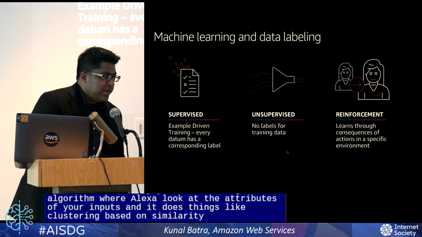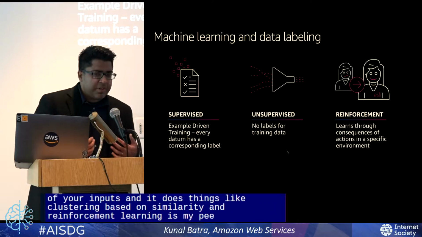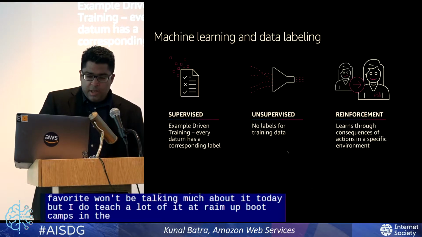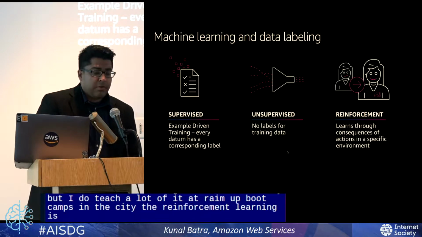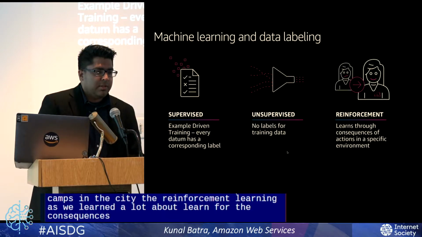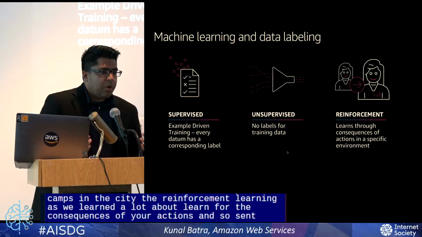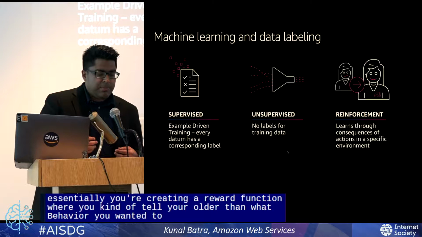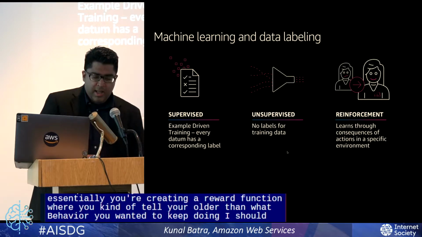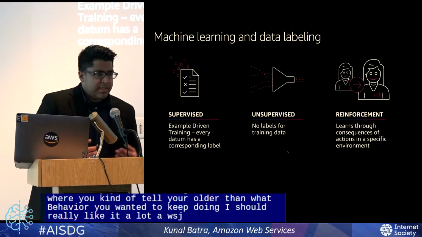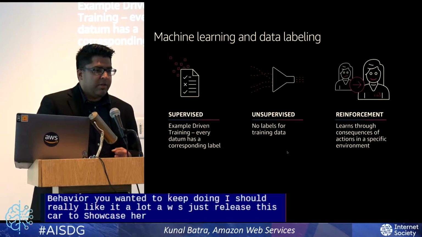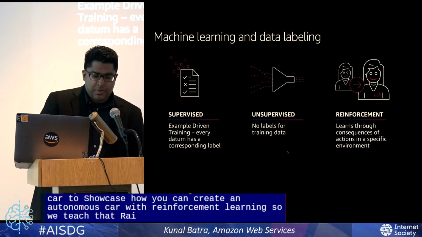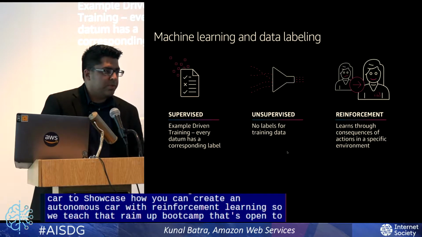And reinforcement learning is my personal favorite. We won't be talking much about it today, but I do teach a lot of it at our AI ML boot camps in the city. Reinforcement learning is where you learn through the consequences of your actions. Essentially, you're creating a reward function where you tell your algorithm what behavior you want it to keep doing. I really like it a lot. AWS just released this car to showcase how you can create an autonomous car with reinforcement learning. So we teach that at our AI ML boot camps. It's open to everyone. It happens, I think, once or twice a month in the city.